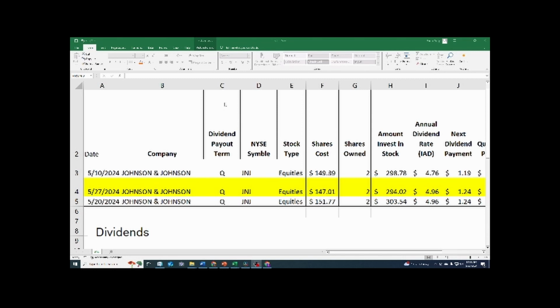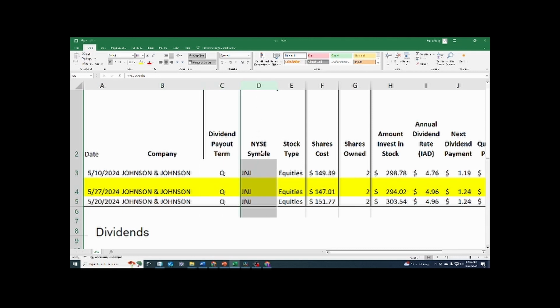What this column here means is dividend payout terms. Q is for quarterly, so this pays out dividends 4 times a year, every quarter. There are other stocks out there that pay monthly, but again, I'm just showing this one stock to show you how the process works, from the lessons I've learned. So again, 510 I bought Johnson & Johnson, and the dividend payout term is quarterly. That's why I have a Q here.